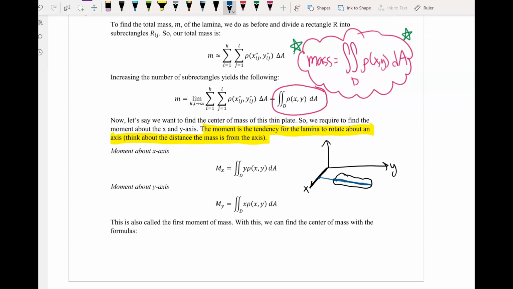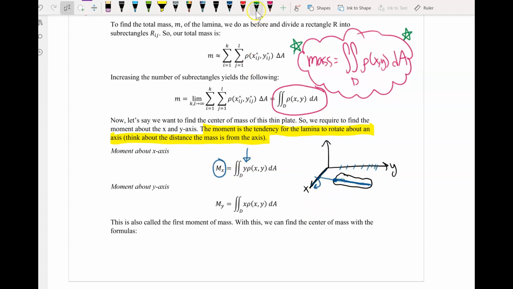So the tendency, which is called the moment about the x-axis: if I look at the x-axis and see how far each of these points is, really what I'm looking at is the y values. So you have a y value here, here, and here. You're really looking at the distance from the x-axis to every individual y value. That's why you have a y in there. You take the y value, multiply it by its density to find the moment, or the tendency, for the lamina to rotate about this axis. We're quantifying that particular value.